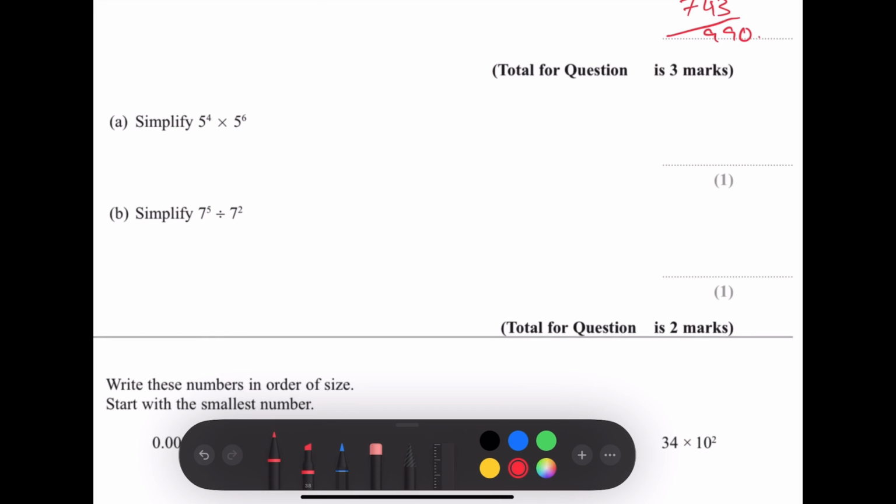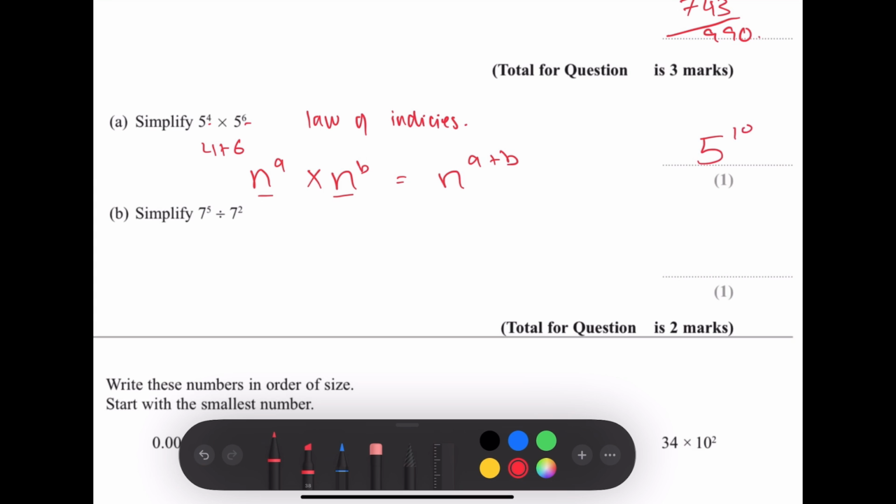Question 2. Simplify 5 to the power of 4 times 5 to the power of 6. So these are the laws of indices. Even though these are times, as long as the base is the same, it's the same as adding the powers together. So we just do 4 plus 6, which is 10, so it's just 5 to the power of 10.